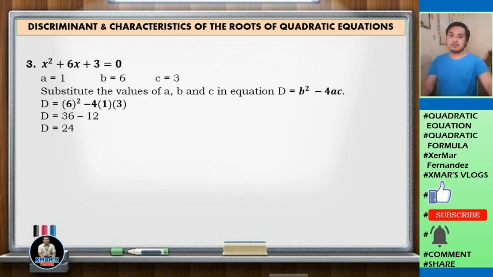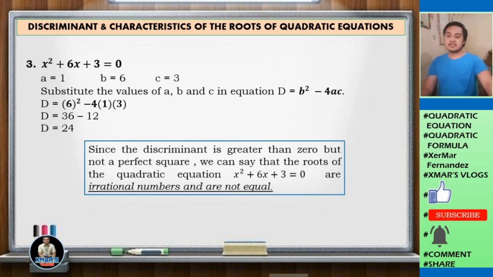So what would be the characteristic of our roots? Since the discriminant is greater than 0, but not a perfect square, we can say that the roots of the quadratic equation x squared plus 6x plus 3 equals 0 are irrational numbers and are not equal. Again, irrational and different.